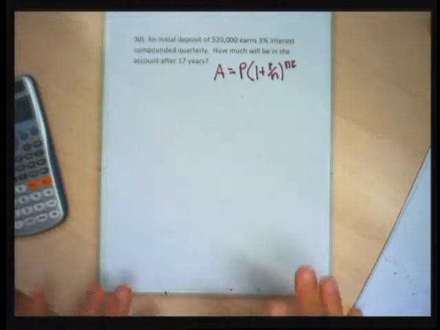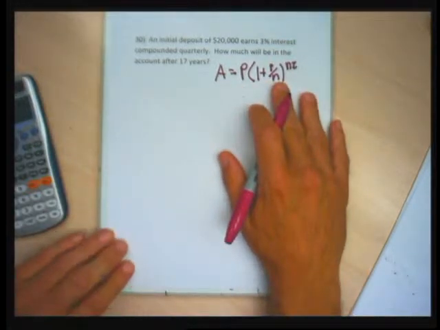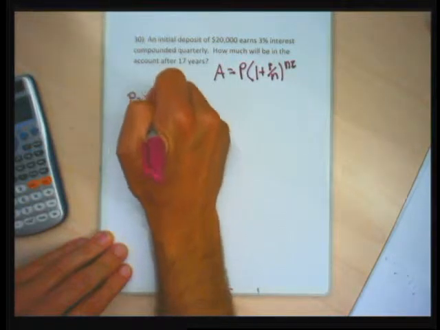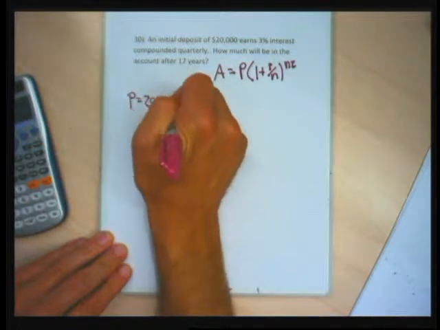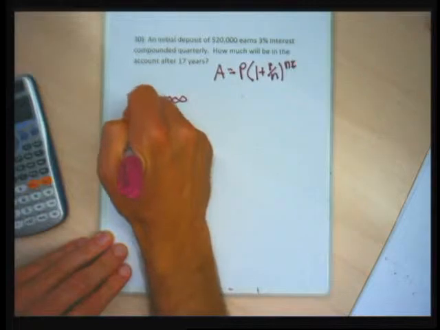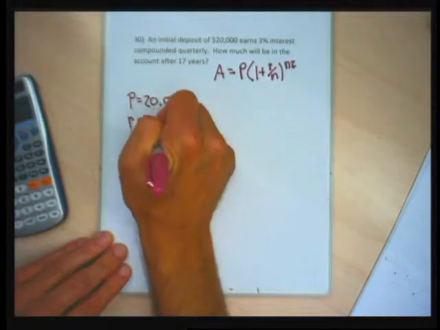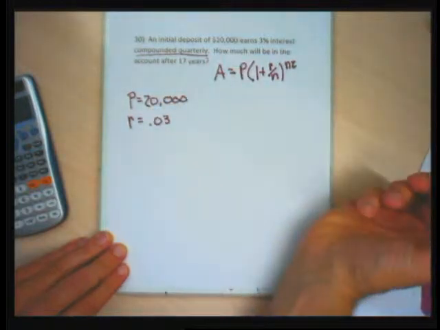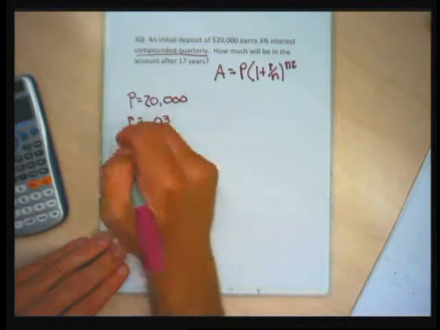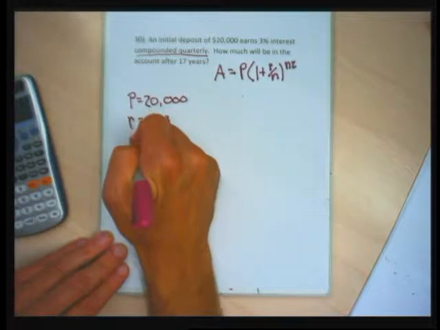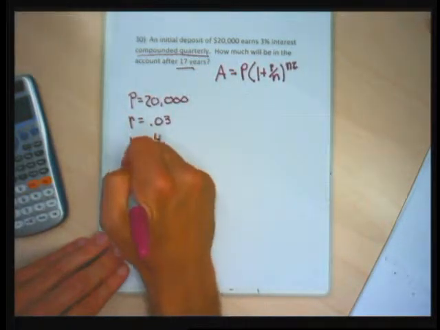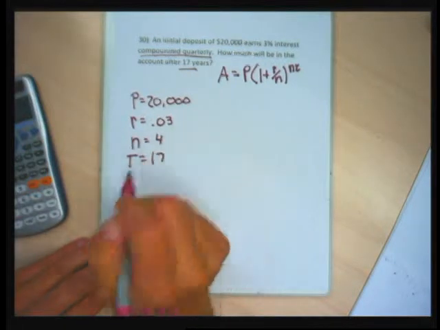So I need numbers for all the letters except one. The $20,000, because it's the beginning amount of money, stands for the P. The interest rate is 3% as a decimal. It's 0.03. The interest is being compounded quarterly. There are 4 quarters in a year, so I'm getting interest 4 times per year. So the N is going to be 4. And how much will be in the account in 17 years? The time is going to be 17.